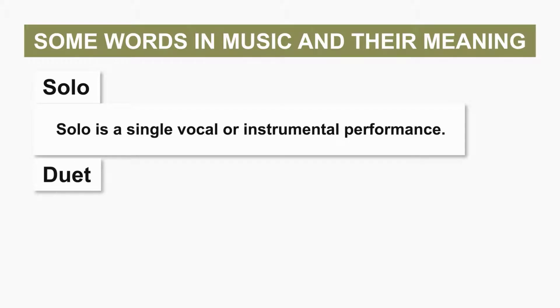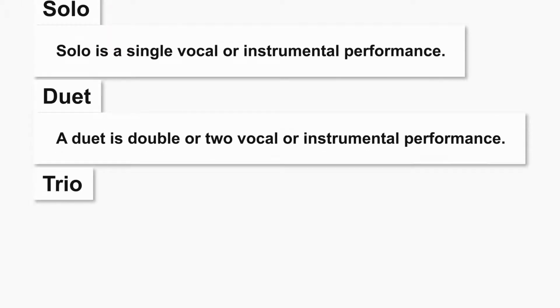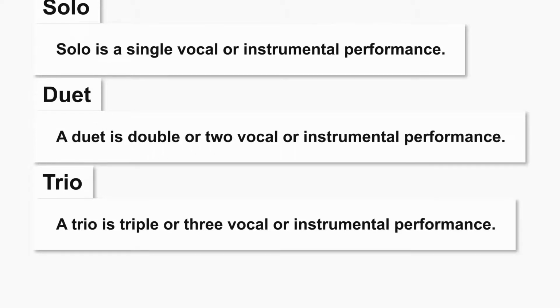Duet. A duet is double or two vocal or instrumental performance. Trio. A trio is triplet or three vocal or instrumental performance.